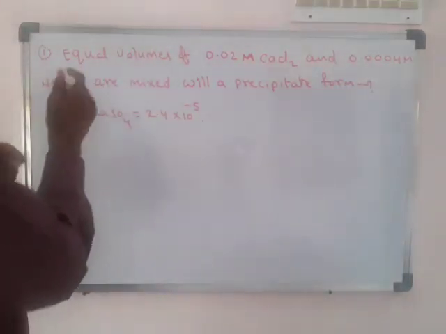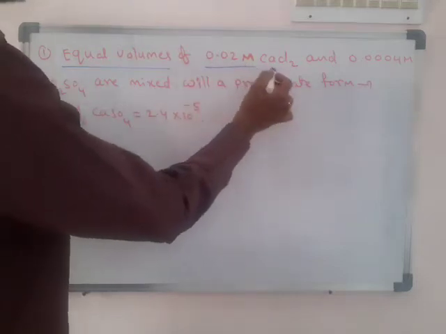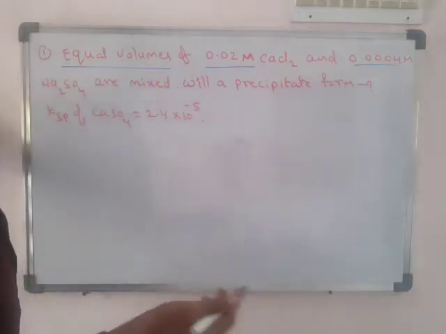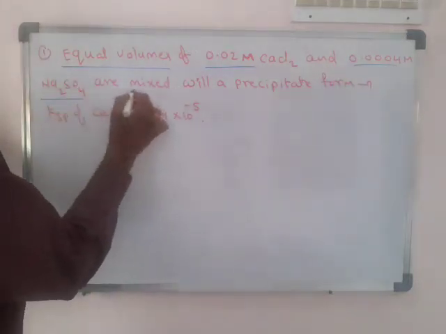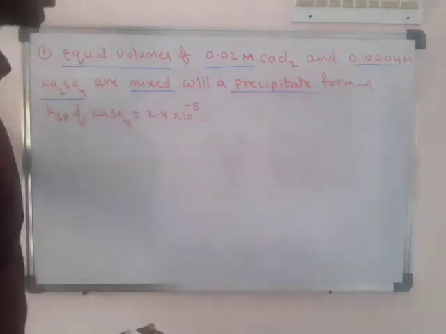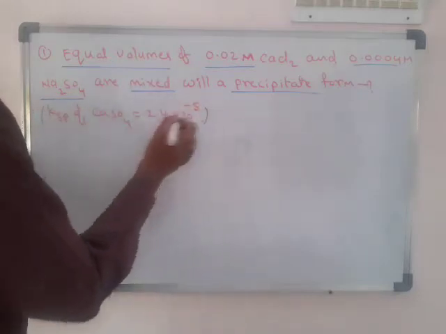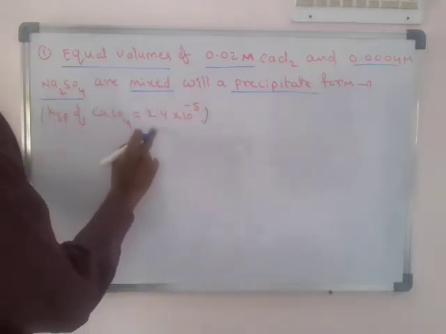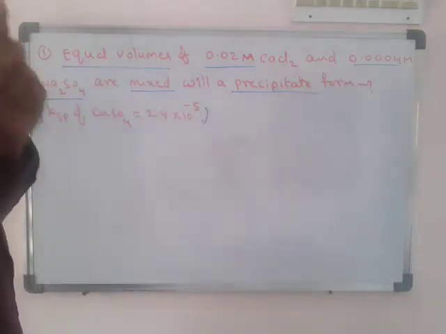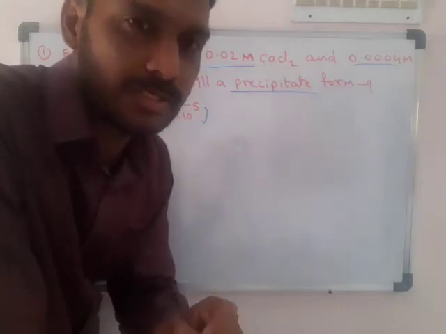So equal volumes of 0.02 M calcium chloride and 0.0004 M sodium sulfate are mixed. Is there any precipitate will form or not? You have to find that. So the clue is given, the Ksp of calcium sulfate is 2.4 × 10⁻⁵.